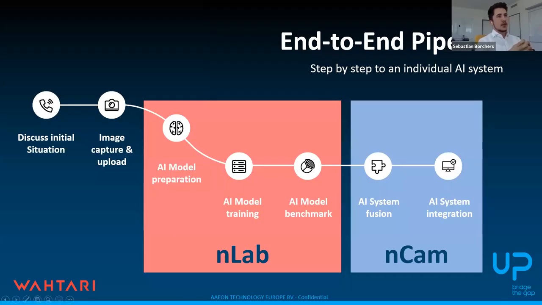Which brings us to our end-to-end pipeline, Watari NLab, we call that. Because right now we have talked about the neural CAM and the software stack we need to do the inference on the AI. But in order to really use AI, you have an idea that you want to recognize some things on images, to the final product where you have an actual camera that can be used for this application, there are a huge number of steps you have to do.